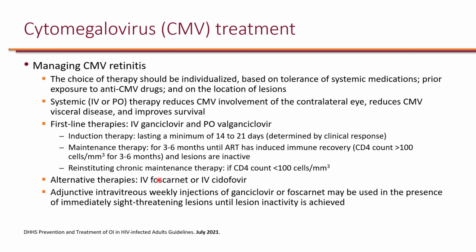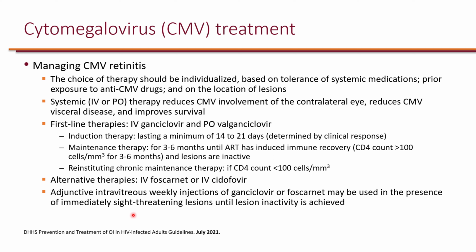Now, alternative therapies include IV foscarnet or IV cidofovir. It's very rare to use IV cidofovir because of the complications of dosing and managing nephrotoxicity. For patients where the myelosuppression toxicity of ganciclovir or valganciclovir is a concern, and if those patients do not have renal insufficiency, or if somebody has ganciclovir-resistant CMV, for those patients, IV foscarnet may be used.